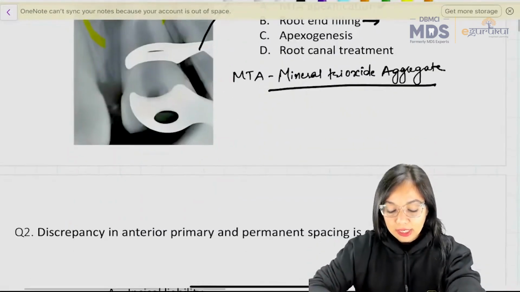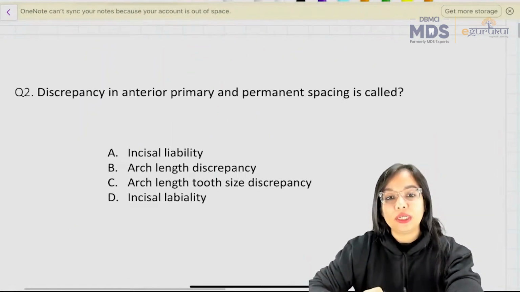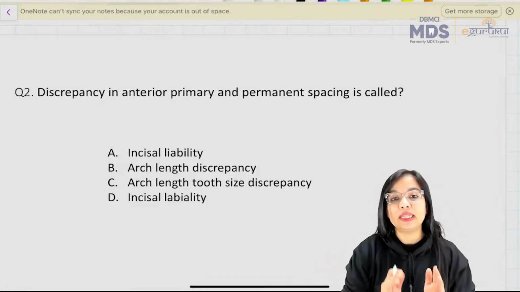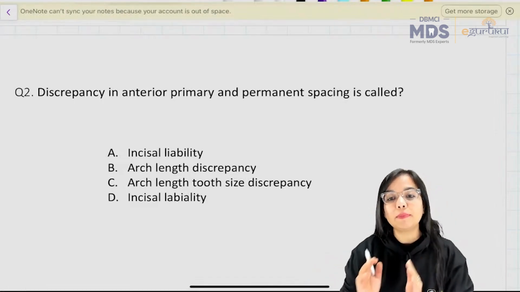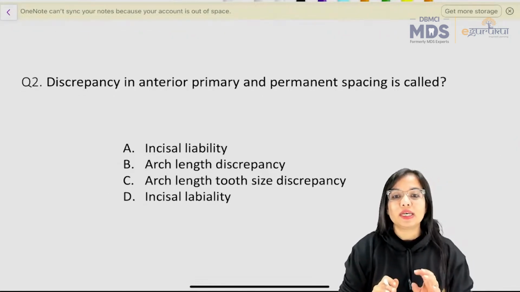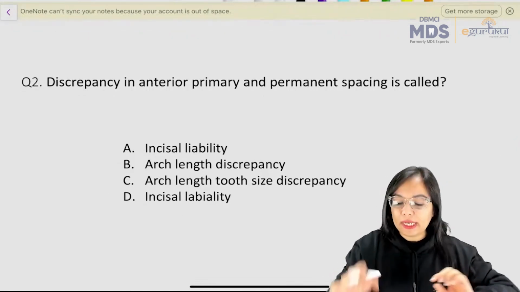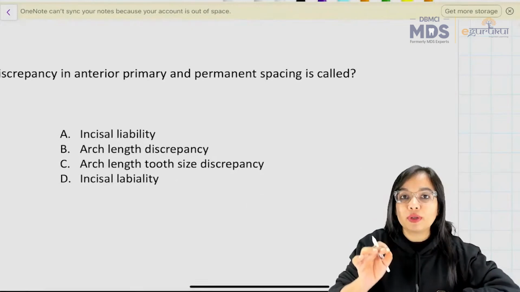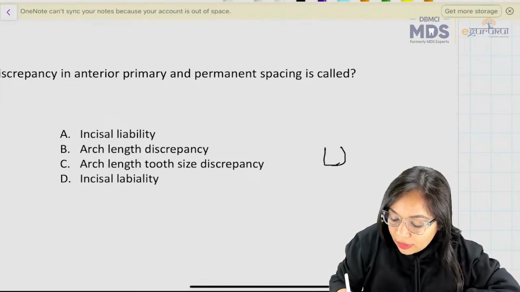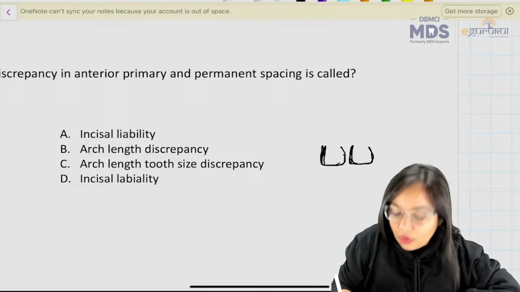The second question that we are going to read is: discrepancy in the anterior primary and permanent spacing is called. Whenever we are talking about the primary anterior teeth, they are small teeth. For example, these are the primary teeth over here. They have a natural gap occurring in between them. So I'm going to draw it like that.